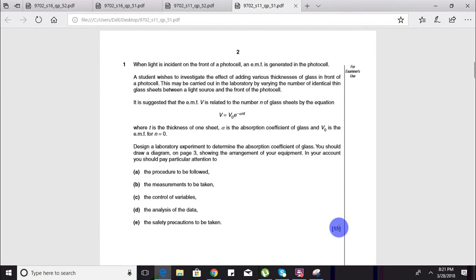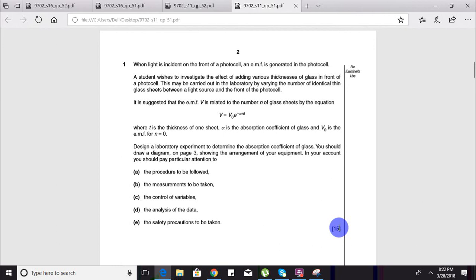And the suggestion is that there is a relationship between the EMF V and the number n of glass sheets, and that is V is equal to V naught e to the power alpha nt, right? So what is V naught and what is t? t is the thickness of one sheet, n is the number of sheets, and V naught is the EMF when n is equal to 0, when there isn't any sort of obstruction.